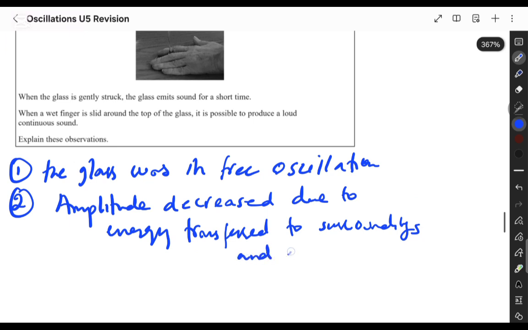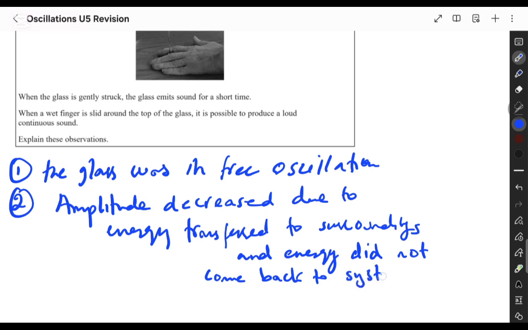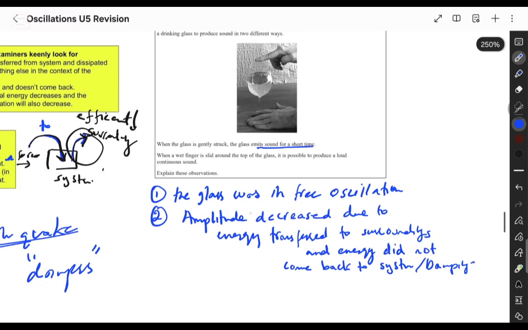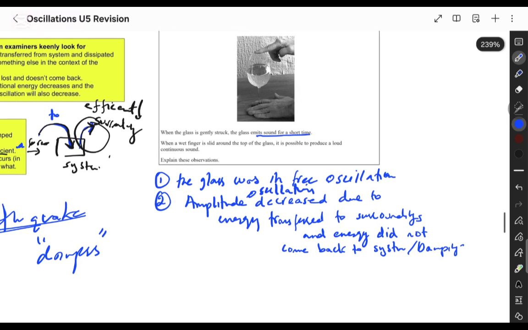and energy did not come back to the system. Or you can say damping. So that's why you have the sound emitting for a short amount of time, because the amplitude of the oscillation decreased. The reason for this decrease is because energy was transferred to the surroundings and the energy did not come back to the system. The third thing you have to mention is the wet finger.